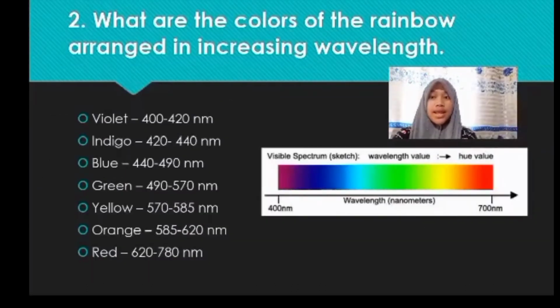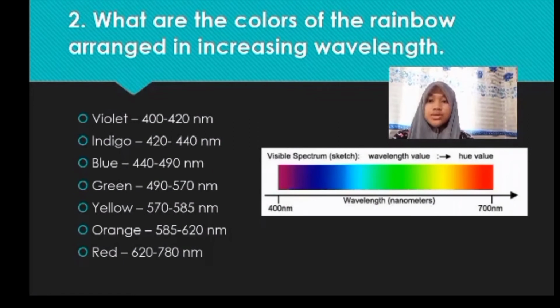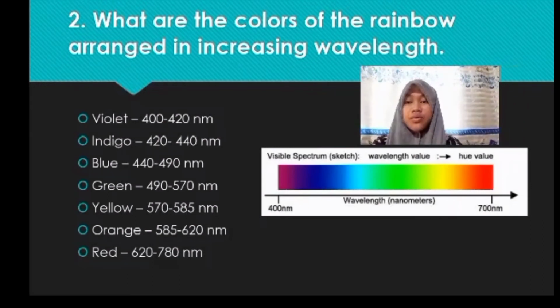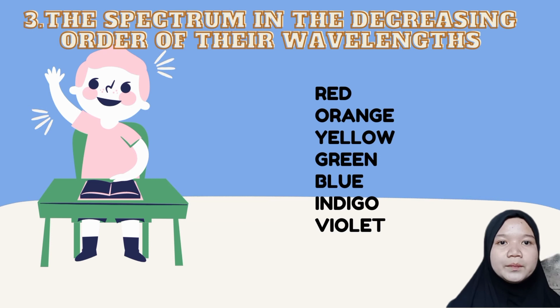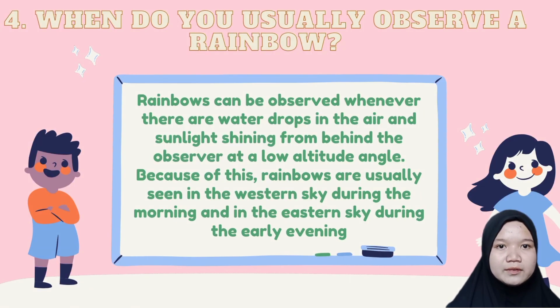The order of colors in light arranged from shortest wavelength to longest is called the visible spectrum of light. The image below shows the visible spectrum, which runs from violet to red. You might recognize the spectrum as the order of colors in a rainbow. First, we have violet, indigo, blue, green, yellow, orange, and red. The arrangement of the rainbow in decreasing wavelength is red, orange, yellow, green, blue, indigo, and violet, or ROYGBIV.